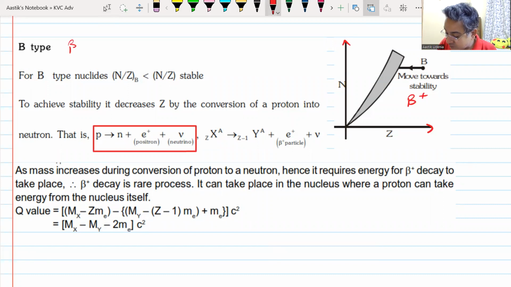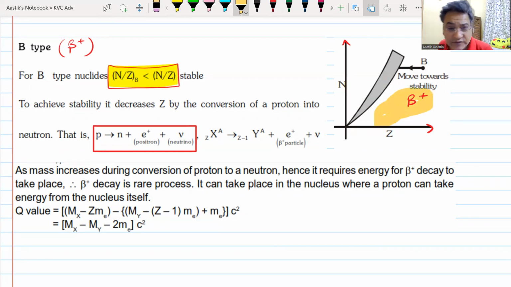And you come to this one, which is B plus emission. We call such type of nucleus as B type. They lie on the right hand side of the curve. That means the N by Z ratio for this B type is less than the N by Z for the stable zone. So what happens is that they emit a beta particle, which is a positron, and they come into the stability zone. This is the equation that happens inside the nucleus. Inside the nucleus, a proton gets converted into neutron. It gives out a positron and neutrino.